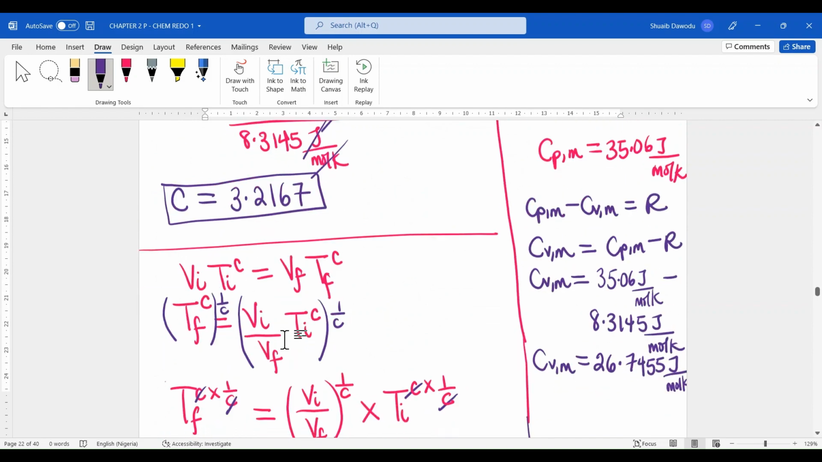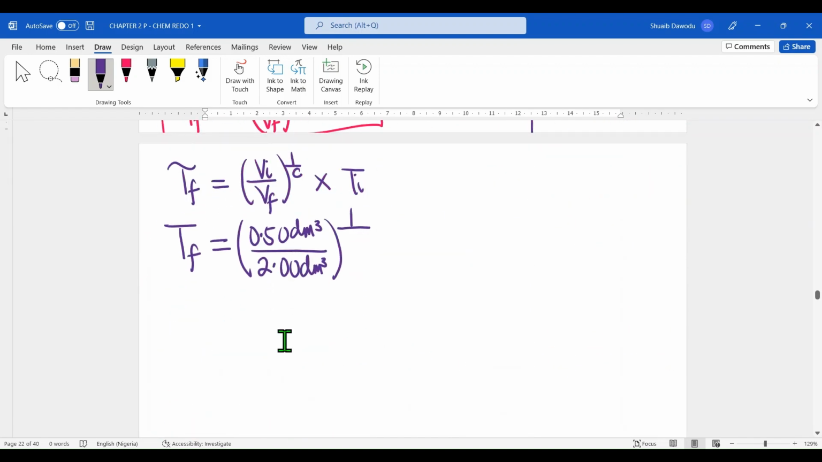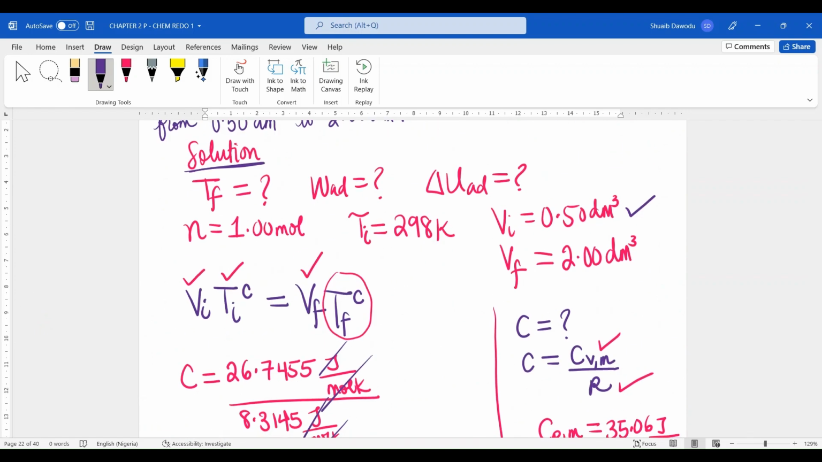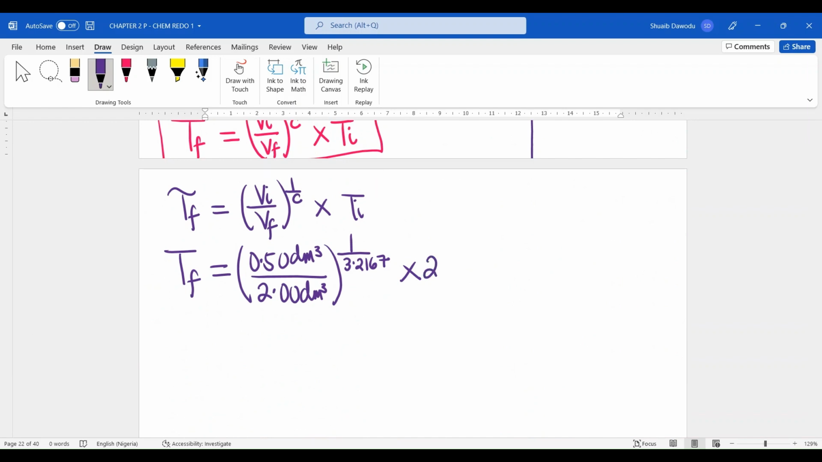We now have the C value to be 3.2167, so raised to the power of 1 over 3.2167, times T initial. Going back up, we see our T initial to simply be 298 Kelvin. So times 298 Kelvin. We cancel out the dm cube and the dm cube. We have 0.5 divided by 2.0, which is just 0.25, raised to the power of 1 divided by 3.2167.